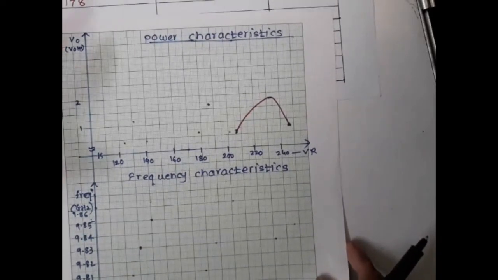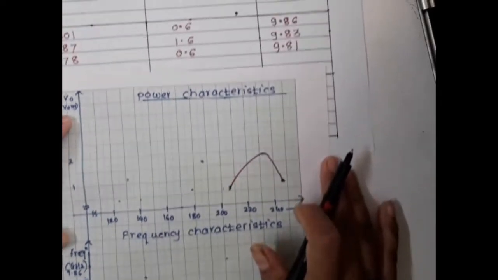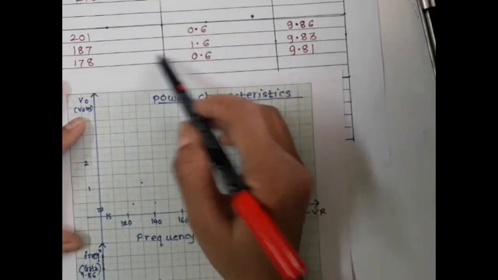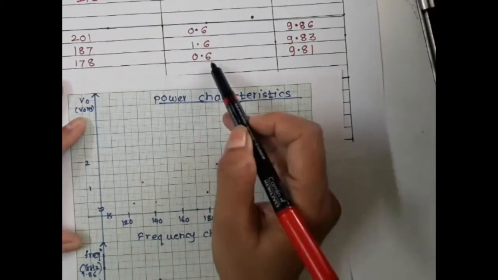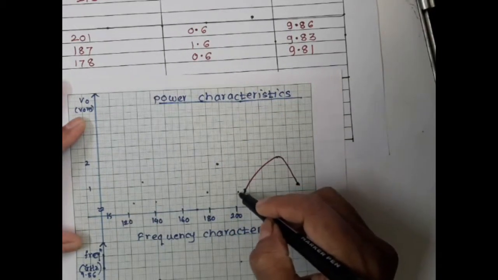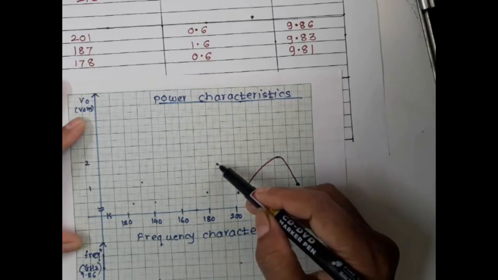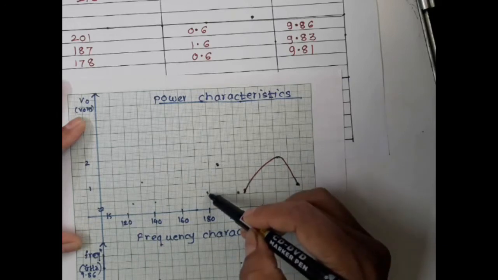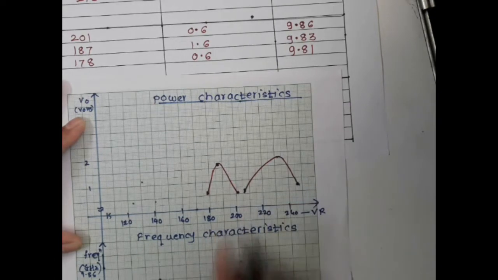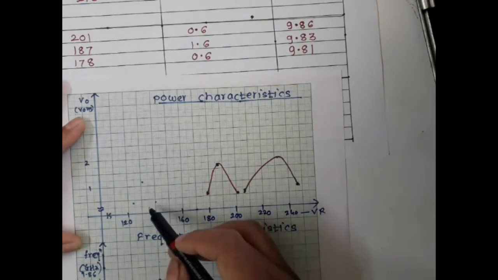The second mode, if you observe here, for the second mode we have taken the readings like this: 201.6, 187, 1.6, 178.6. So if I put 201.6, then 187, 1.6 and 178.6, and if I connect it, I have got the second mode over here.